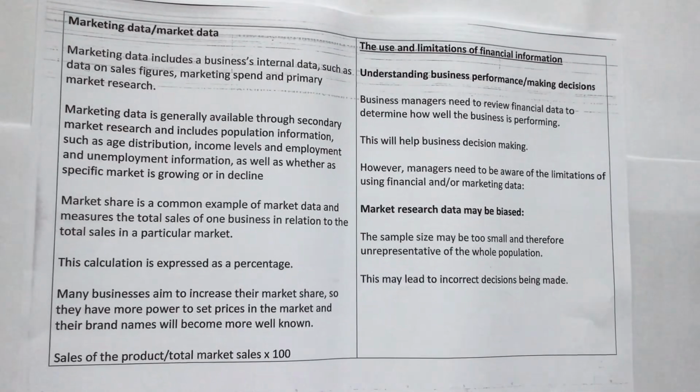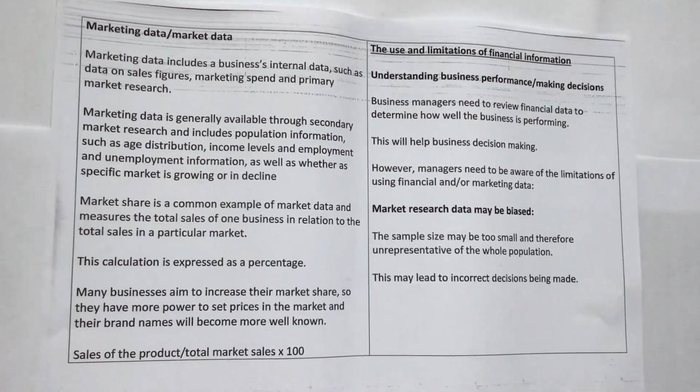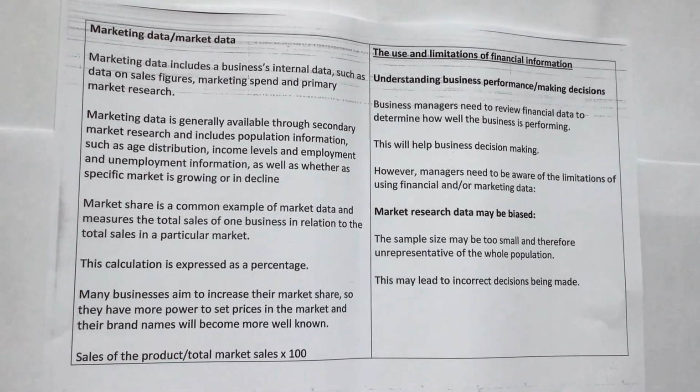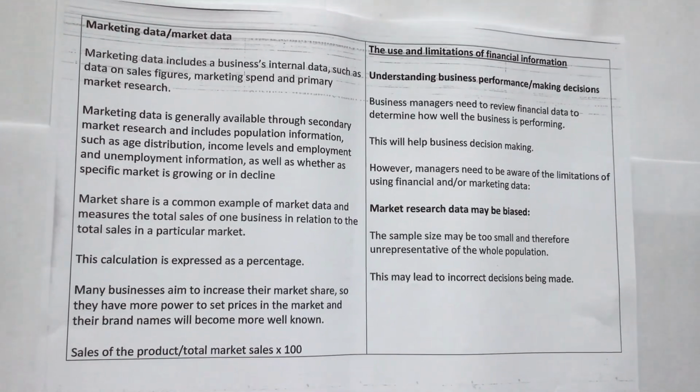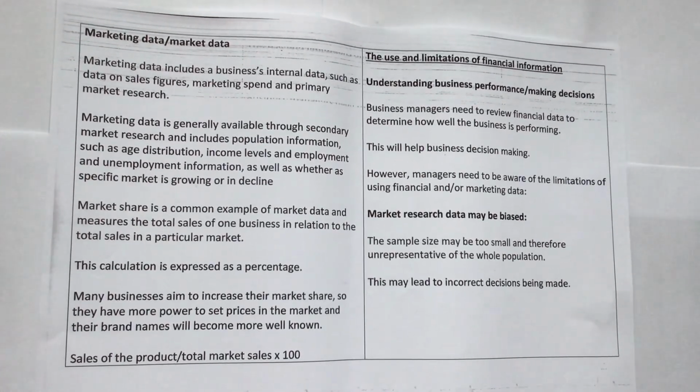The use and limitations of financial information. Understanding business performance, making decisions. Business managers need to review financial data to determine how well the business is performing. This will help business decision making. However, managers need to be aware of the limitations of using financial or marketing data.